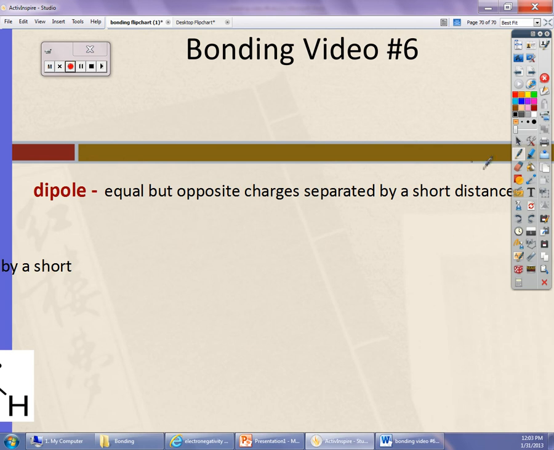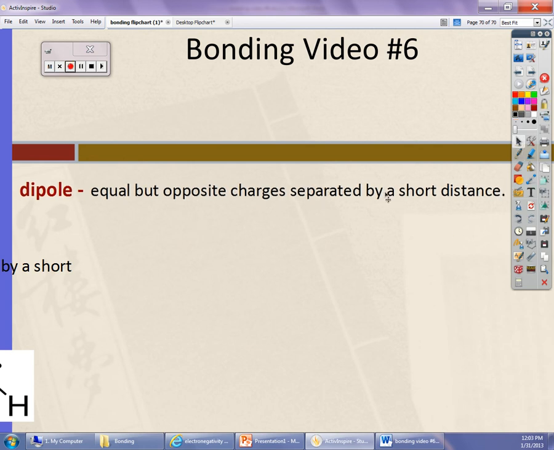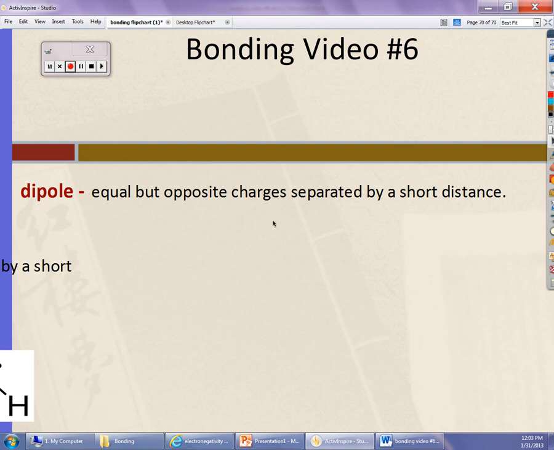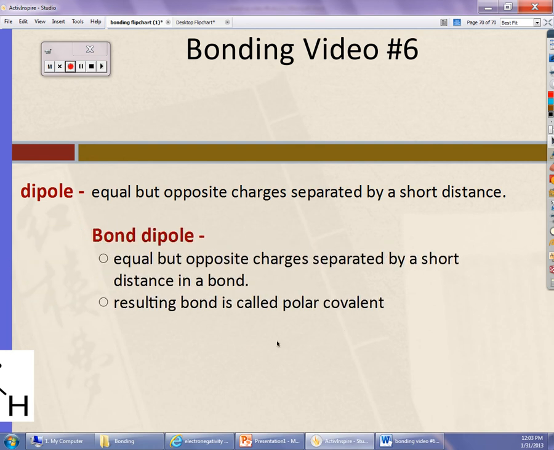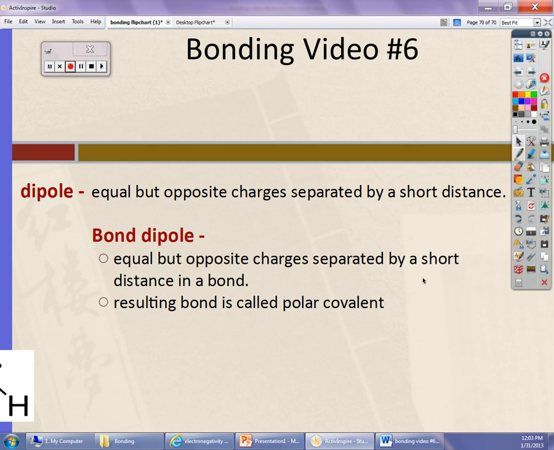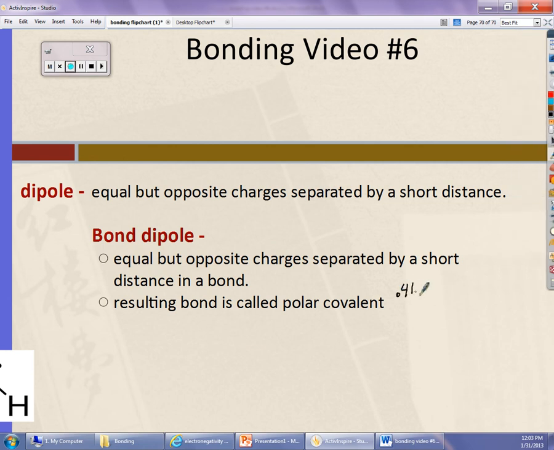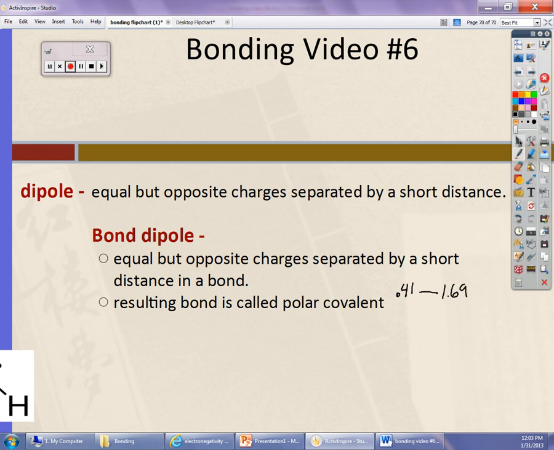Dipole. Anytime you have equal but opposite charges that are separated by a short distance, it is called a dipole. Specifically, we've been talking about bond dipoles. Bond dipoles, same kind of definition, are going to have an equal but opposite charge separated by a short distance in a bond. The resulting bond is going to be called that polar covalent bond that we just saw. This is where we have a difference in electronegativity from 0.41 up through 1.69. They're sharing, but they're not perfect.